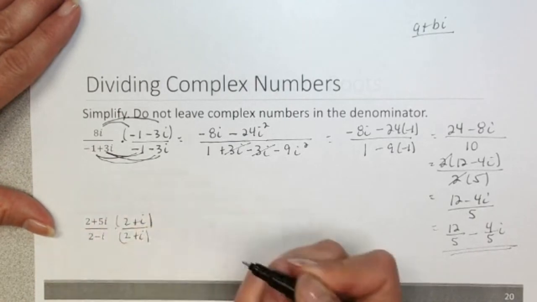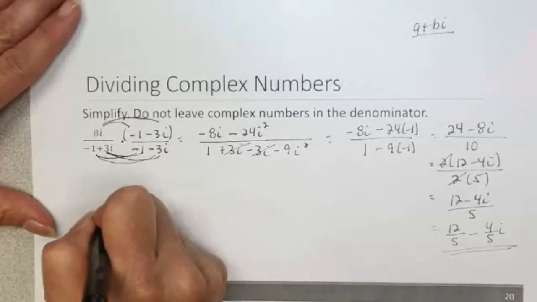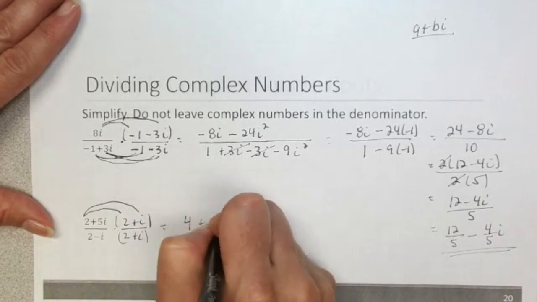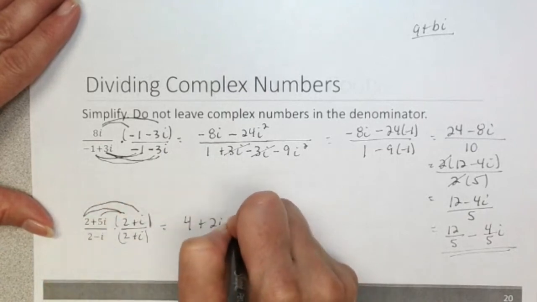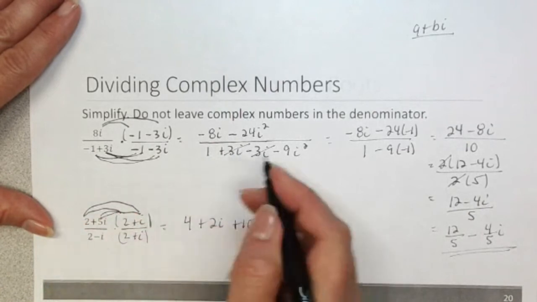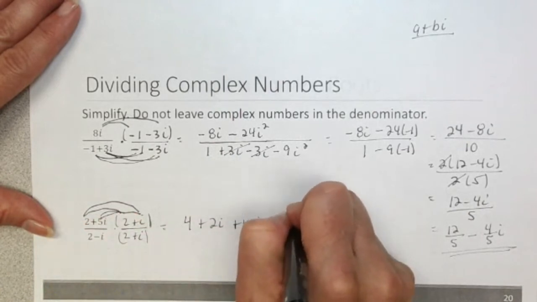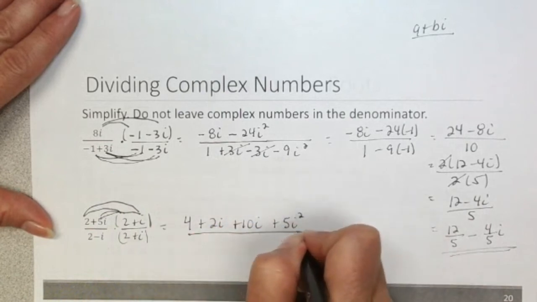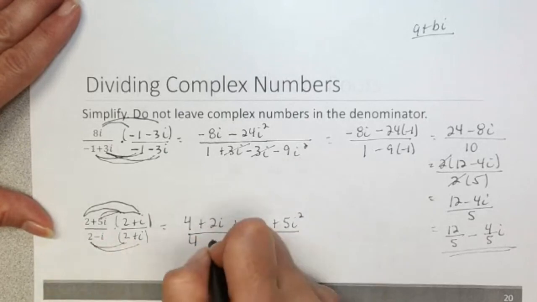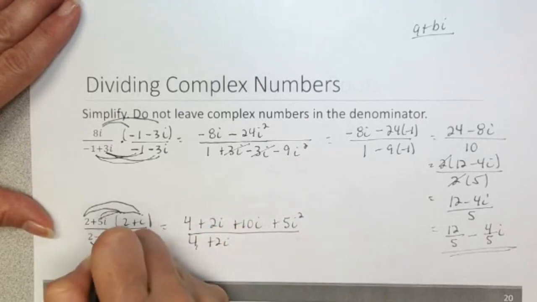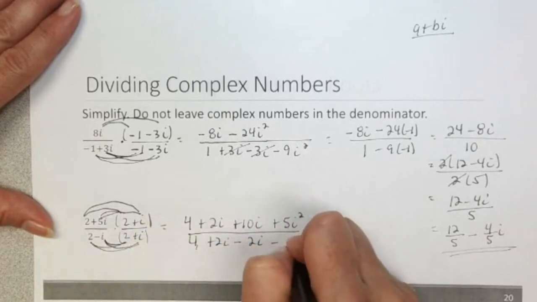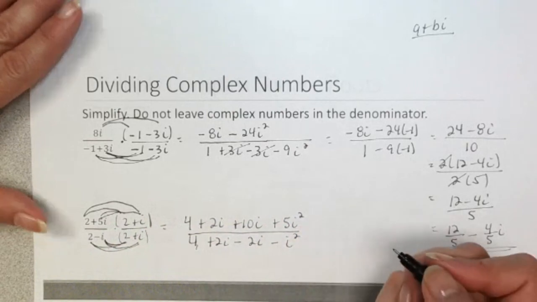Okay, so let's see. We're going to multiply every term with every term here, right? 2 times 2 is 4, plus 2 times i, plus 5i times 2, that's 10i, plus 5i times i, that's 5i squared. Over, let's see, 2 times 2 is 4. 2 times i is plus 2i. Negative i times 2 is negative 2i, and the negative i times i is negative i squared.